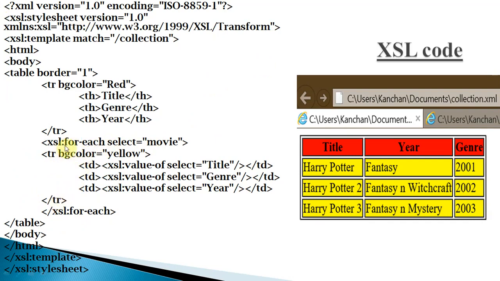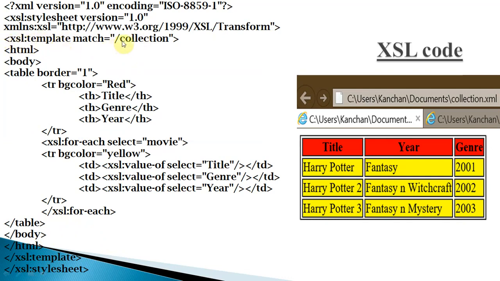So XSL colon for-each select movie is closed here with XSL colon for-each. The table started from here and closes here, the body started from here and closes here, HTML started here and closes here. And this is XSL colon template match collection. It means this XSL file is for the collection table. The XSL template is closed here. This is the language of XSL.